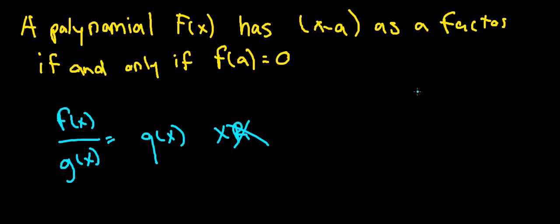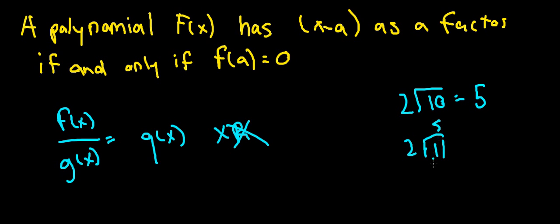So it's like if we divide 2 into 10, because it divides evenly, 2 into 10 we get 5, then we can say that 2 is a factor of 10. But if we try to divide 2 into 11, it goes into it 5 times, 10, and we're left with a remainder of 1, so it did not divide evenly. So 2 is not a factor of 11. The same sort of idea applies to functions.